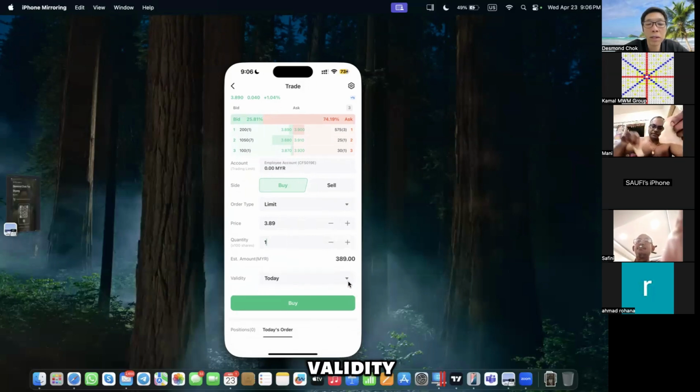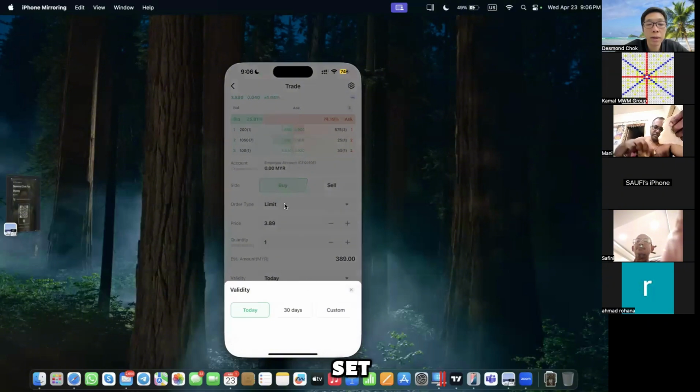So then after that, validity. You can set this order to only be valid for today, or maybe if today your order doesn't match, then you can set it for 30 days. Normally the maximum is 30 days, or custom, maybe I want to set this one only for 2 days, 3 days, or 1 week. Okay.